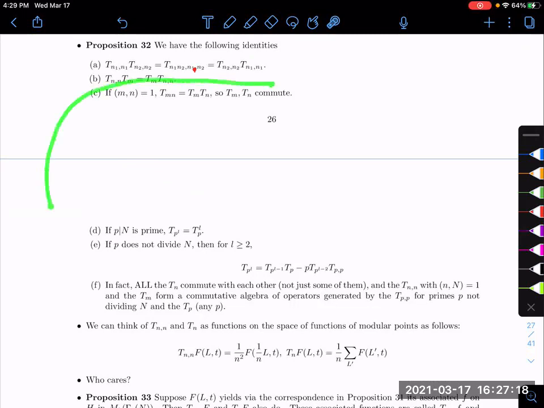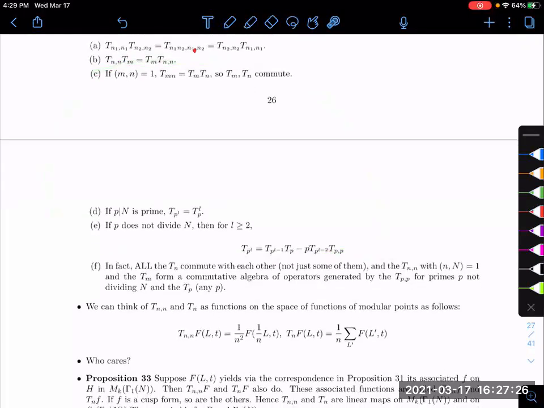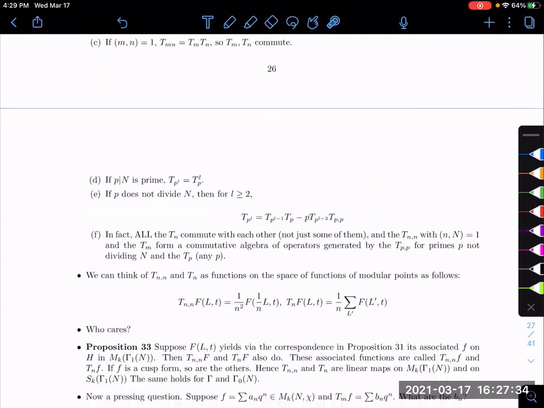No, you just need C through E. You can actually show that not only do T sub m and T sub n commute with each other when m and n are co-prime, but all of the T sub n commute with each other. And furthermore, the T sub n comma n, where little n and big N are co-prime, and then all of the T sub m's, all of them, form a commutative algebra of operators. And that algebra is generated by the T sub p comma p, where the primes p do not divide N, and then all of the T sub p for any primes p.